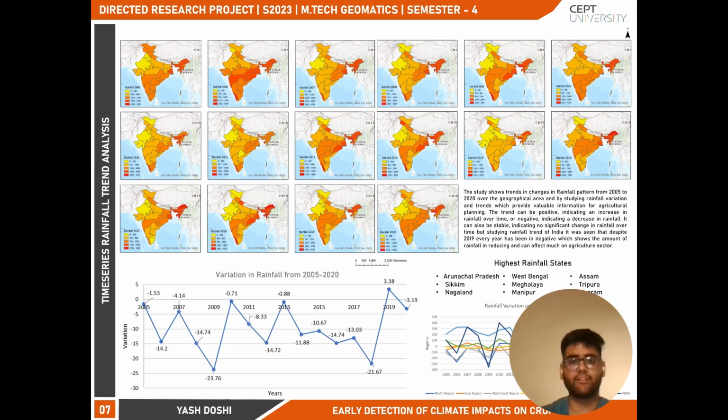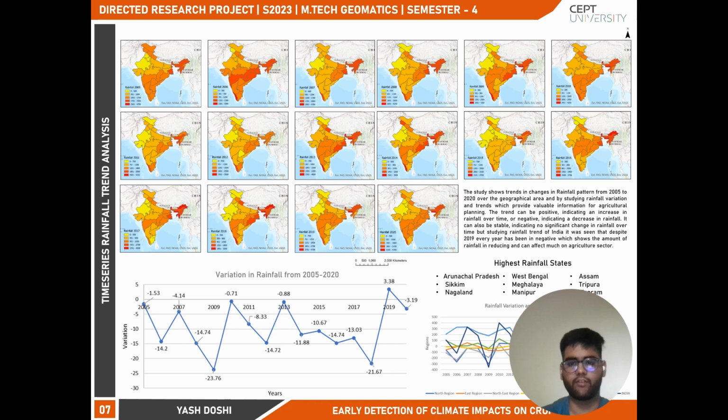This map shows the visualization of rainfall variability across India from 2005 to 2020, and we can see that in most of the years the rainfall has been less than its normal value, and only in 2019 the rainfall was higher than its normal value. So only in 2019 the amount of rainfall was more, which is good for crop yield.